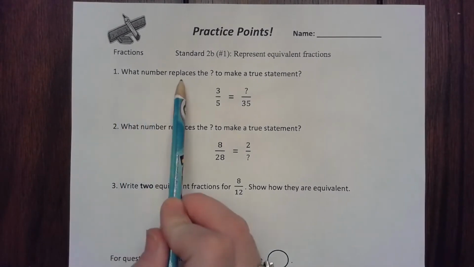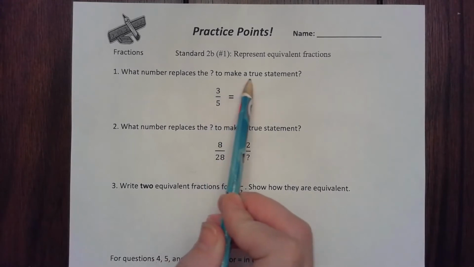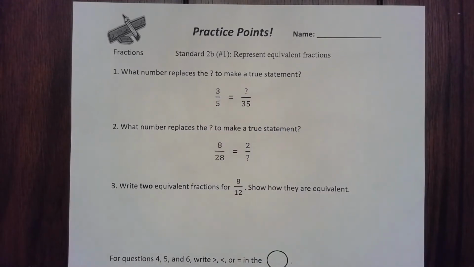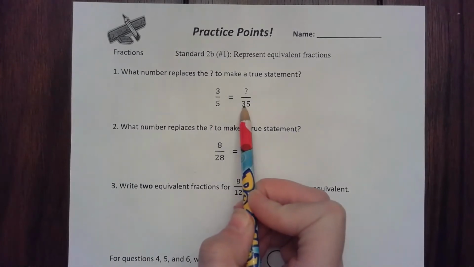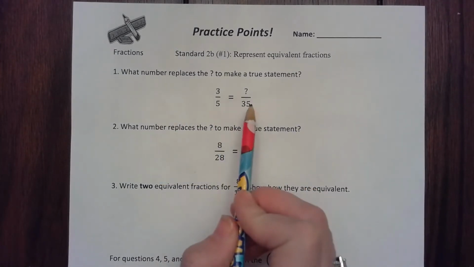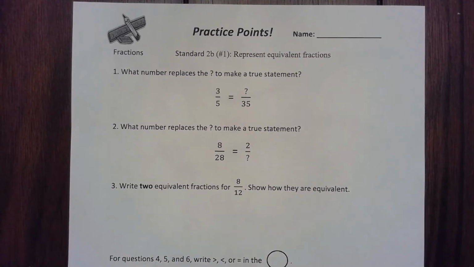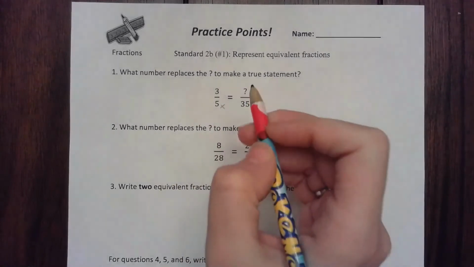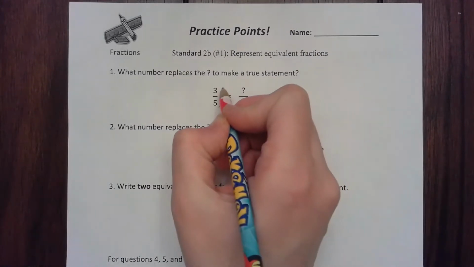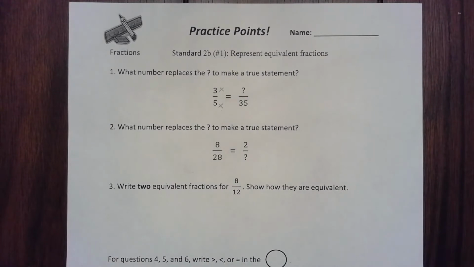So what number replaces the question mark to make the statement true? Well, remember, fractions are always fair. So what we do to the denominator, we always do to the numerator. And what we can see is that something happens to go from 5 to 35. Since it's getting bigger, we know we're multiplying, because it's all either multiplying or dividing. And since we're multiplying, we just have to figure out what we're multiplying by. Because whatever we multiply on the bottom, we have to multiply by on the top.